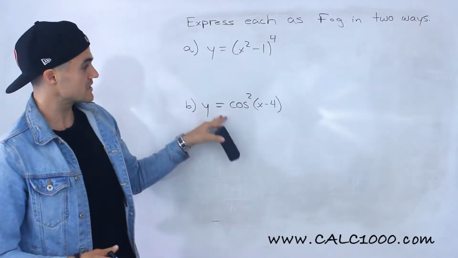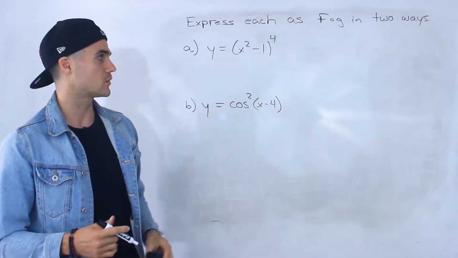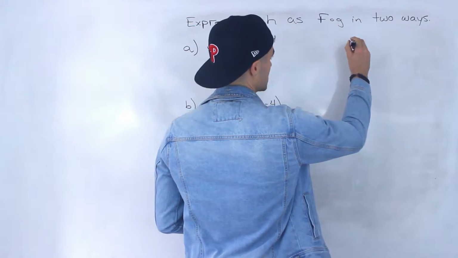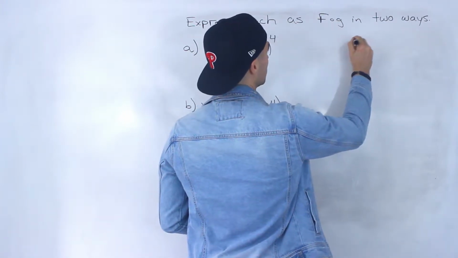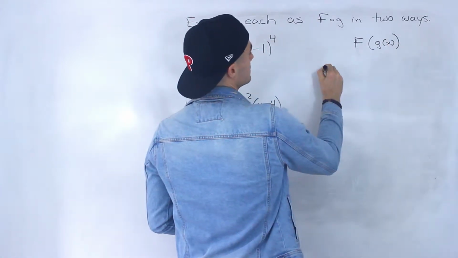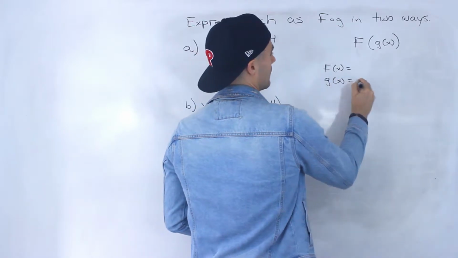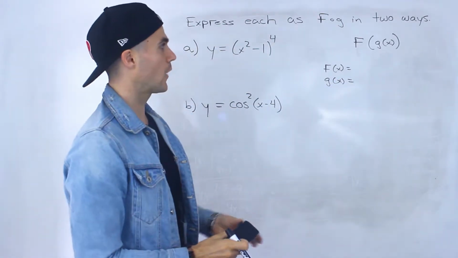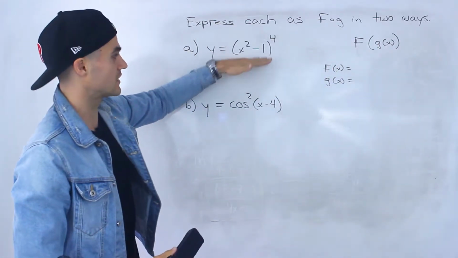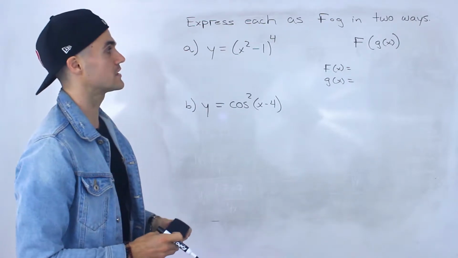I'm moving on to another example dealing with combinations of functions. We have to express each of these functions as f of g in two different ways. Notice in this case we're kind of going backwards from the previous examples. So what we have to do is write two functions, f of x and g of x, where f of g of x is going to end up giving us these functions here. And we actually have to write two different possibilities.